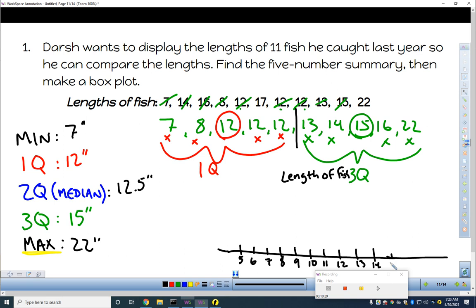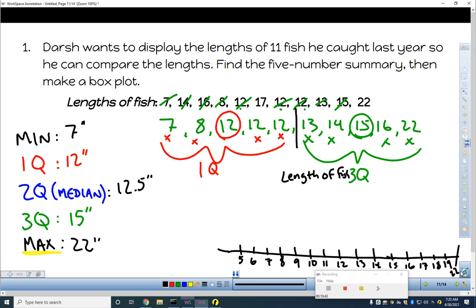We're going to need to extend it. I might run out of room. Sure am. Didn't plan this well. We're going to pretend that that goes all the way to 22. Didn't plan that very well.